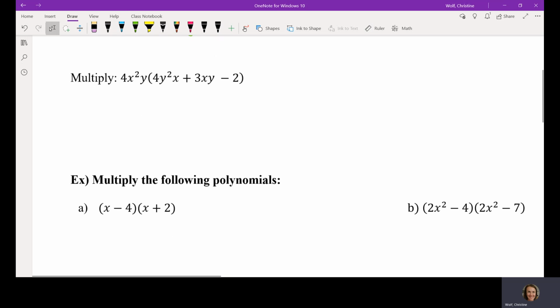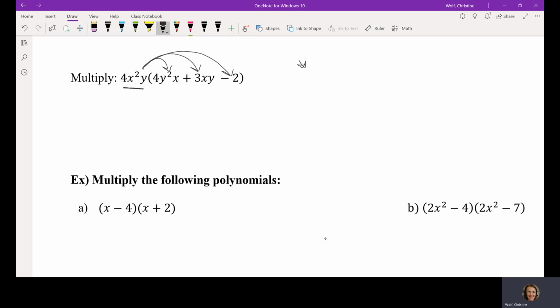Another thing I want to review is multiplying. Here I have what's called a monomial. That might sound familiar to you. And it's multiplied to a trinomial, because there are 3 terms in that bracket. 3 terms means trinomial. So what we have to do is take this 4x squared y and distribute it, multiplying it to each term. Something we also have to remember is that when we're multiplying, we add exponents.